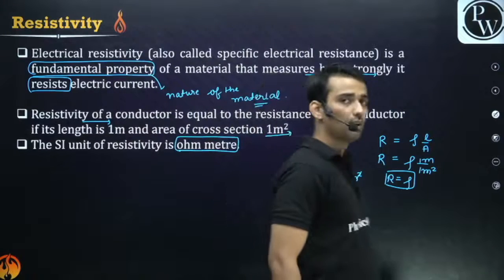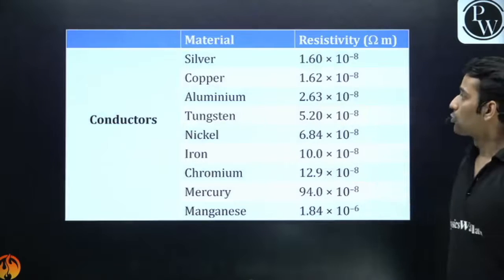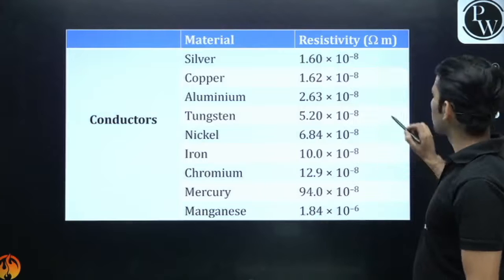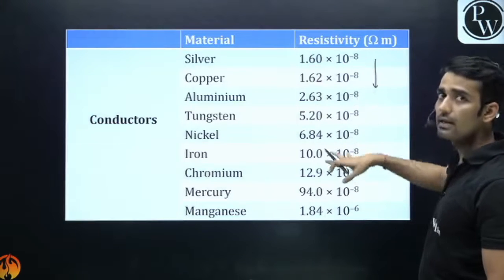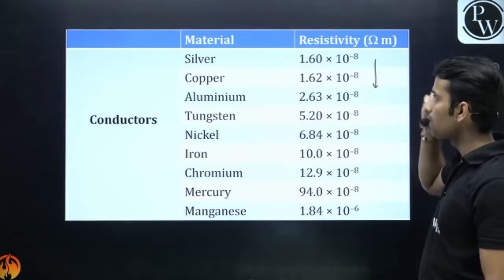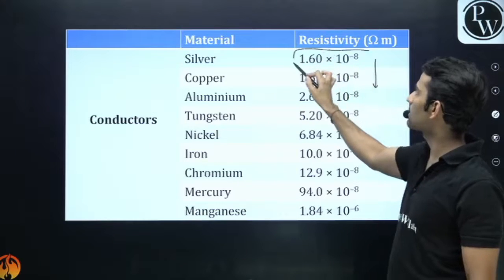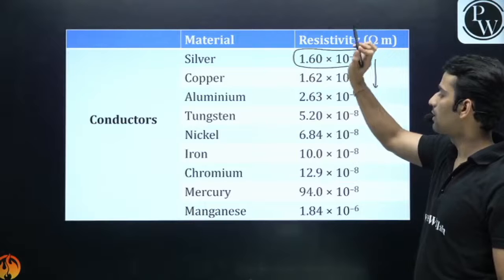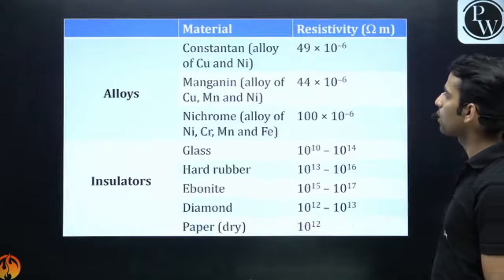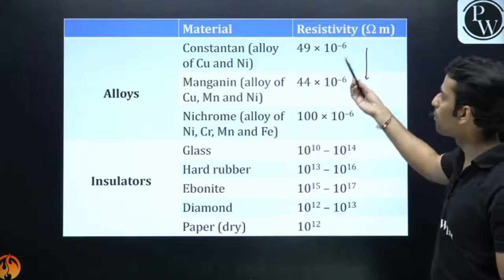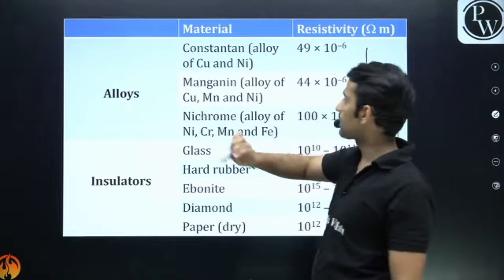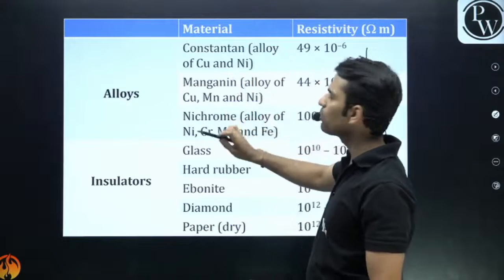Clear? Okay. So we have resistivities of different conductors. For conductors the value of resistivity is very less. That's why they are good conductors, right? Silver has the least resistivity, and it increases as we go downwards. Then we have alloys. The resistivity of alloys is a little bit more than that of conductors, like constantan and manganin. You don't have to memorize this.